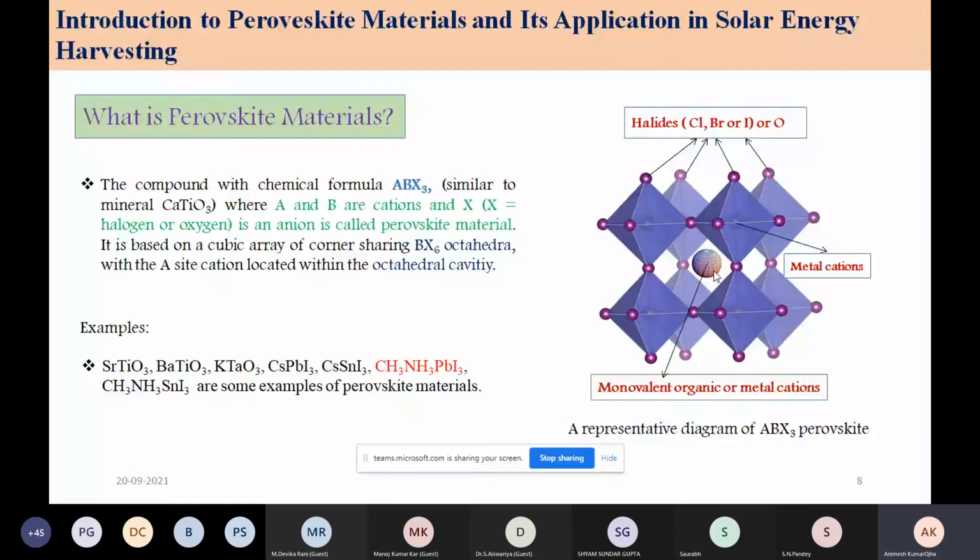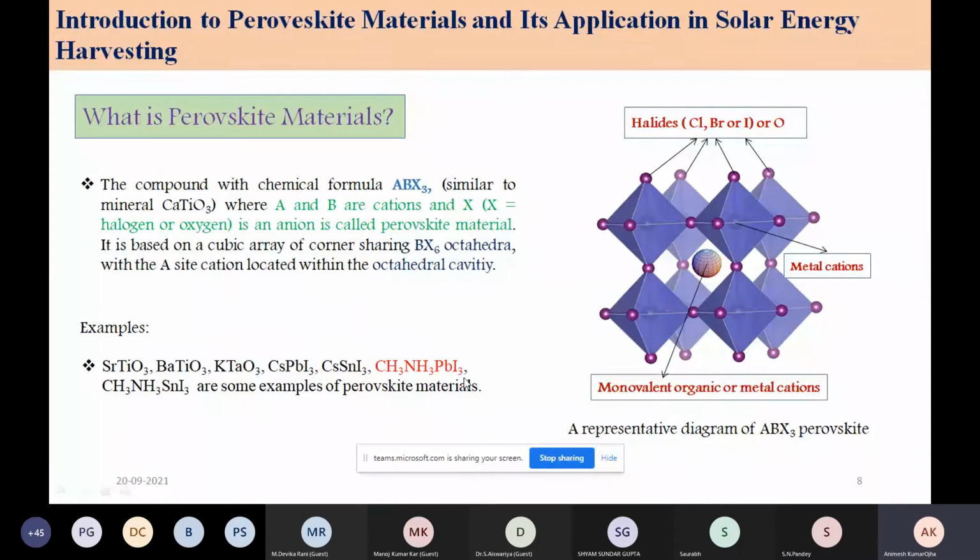Okay, so the examples of these perovskite materials are SrTiO3, barium BaTiO3, KTiO3, and there are many. These are the one class of perovskite material, and then here you have CH3NH3PbI3. Okay, so this is an organic inorganic hybrid perovskite material. Here I will not be talking about inorganic perovskite material. I will be talking of this organic inorganic hybrid perovskite material.